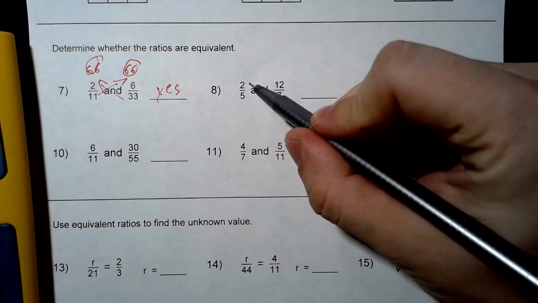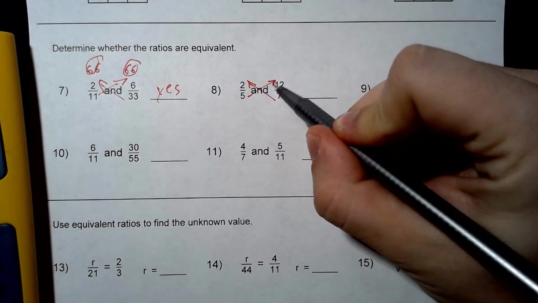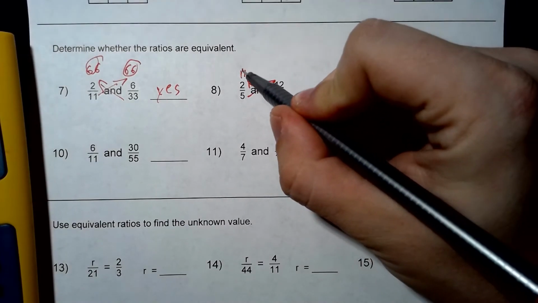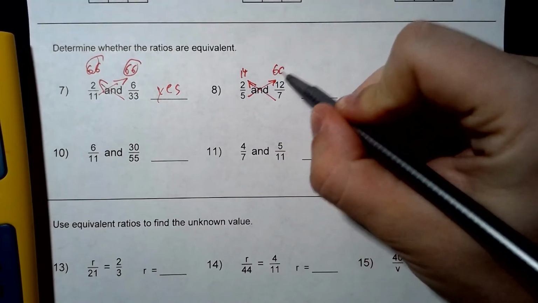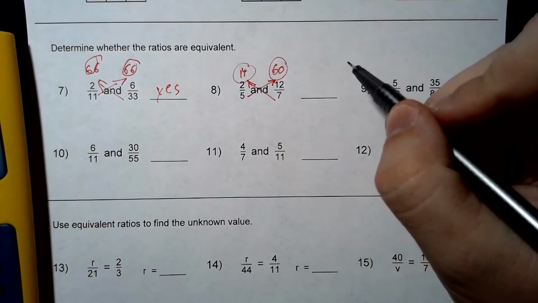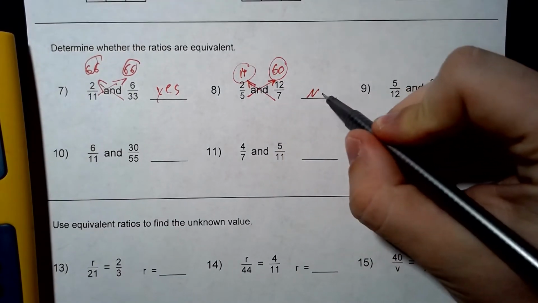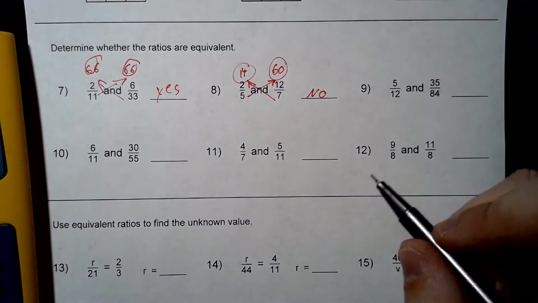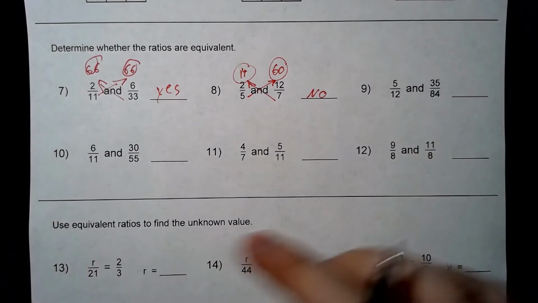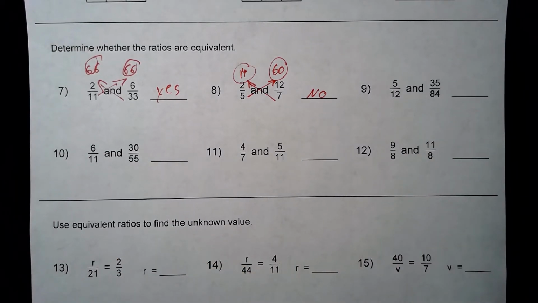However, in this case, we multiply going up. 7 times 2 is 14. 5 times 12 is 60. These are not the same answers, so this fraction will not be equivalent. Again, if you would like to do the other 4 on your own, go ahead and pause the video now.